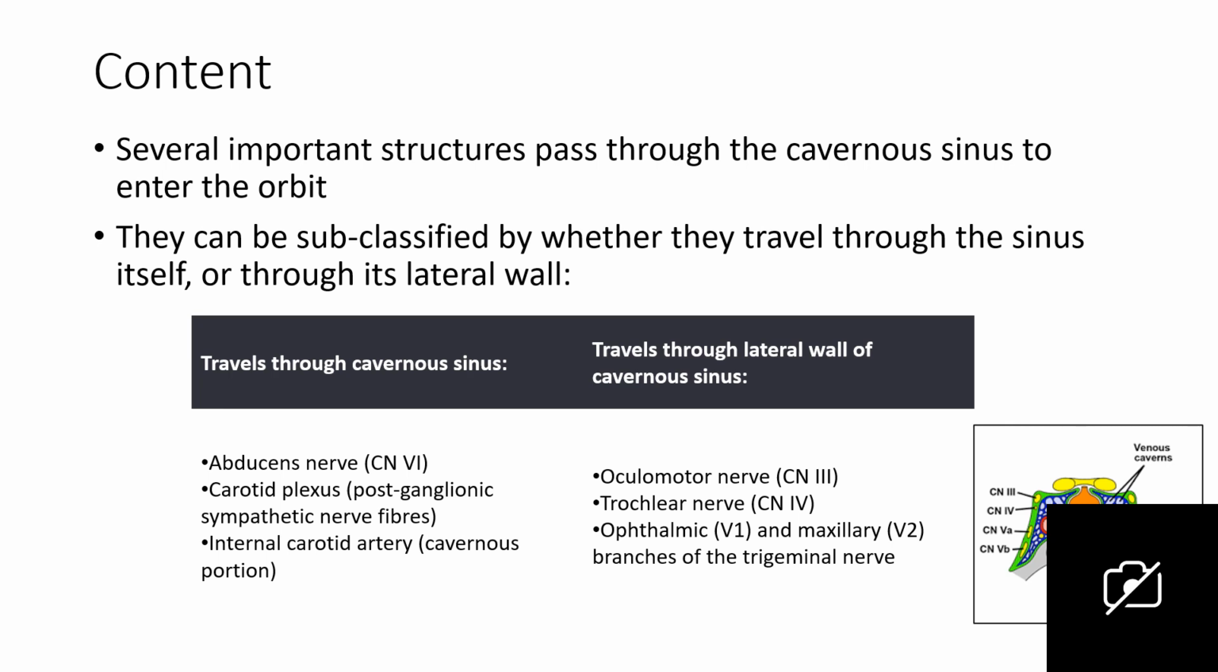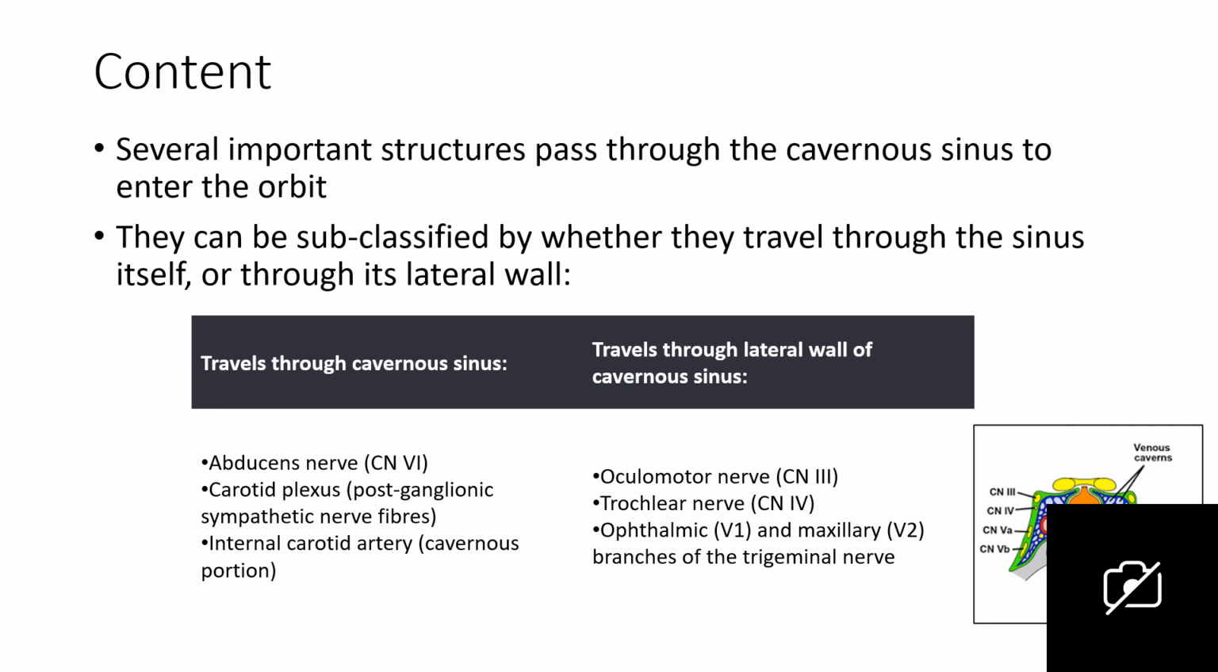One is the abducens nerve, which is cranial nerve 6, and also the carotid plexus, postganglionic sympathetic nerve fibers. And then you have the internal carotid artery, the cavernous part of the internal carotid artery, which goes through the sinus. Now, what are the structures that travel in the lateral wall of the cavernous sinus?